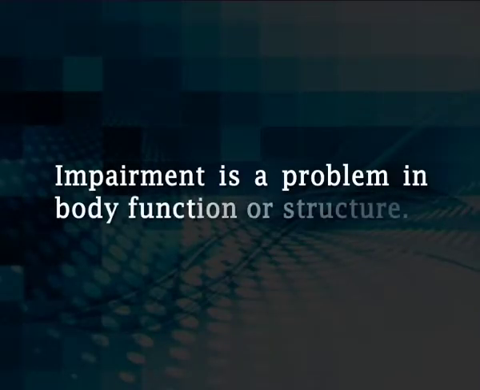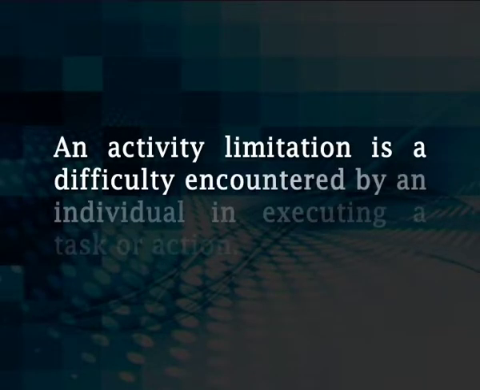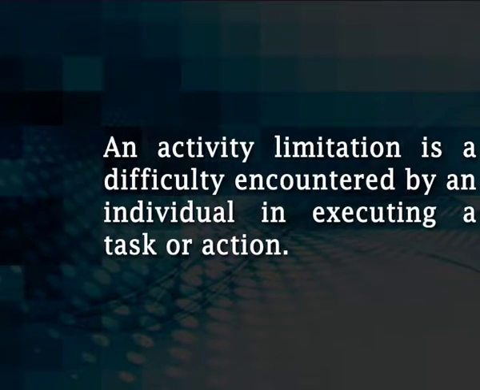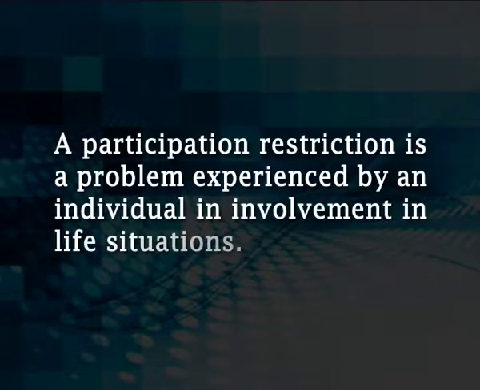Impairment is a problem in body function or structure. An activity limitation is a difficulty encountered by an individual in executing a task or action, while a participation restriction is a problem experienced by an individual in involvement in life situations. Thus, disability is a complex phenomenon reflecting an interaction between features of a person's body and features of the society in which he or she lives.